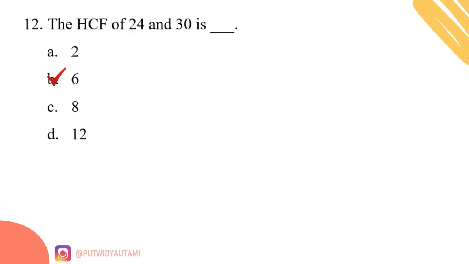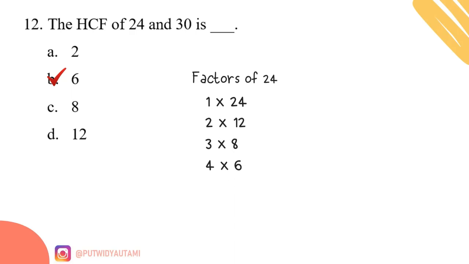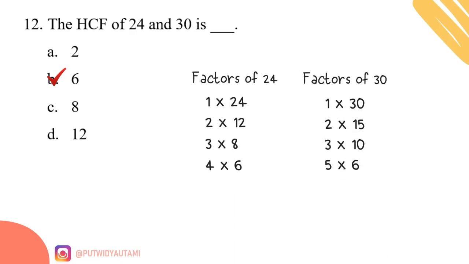Number 12. The HCF of 24 and 30 is... let's find the factors of 24 and then the factors of 30. Find the common factors of them and look at the highest. Yeah, 6 is the highest. So the answer is B.